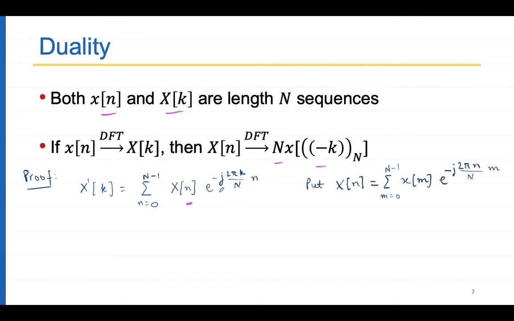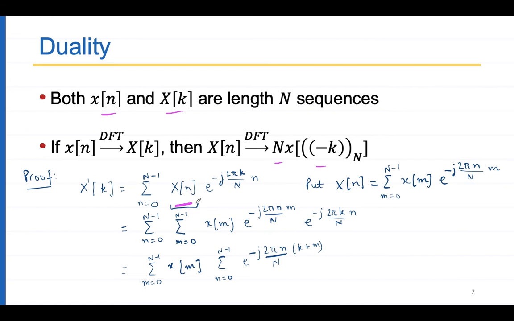Now, you know that this capital X[n] is basically the Fourier transform of small x of some index m, let us say. So X[n] is the Fourier transform of small x[m]. So substitute this value here, and what you get is this thing. Right, just substitution. Now again, move the limits. m can go out and n can come in, and this is what you get.